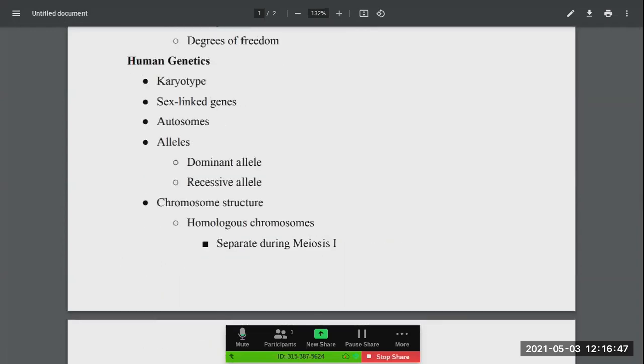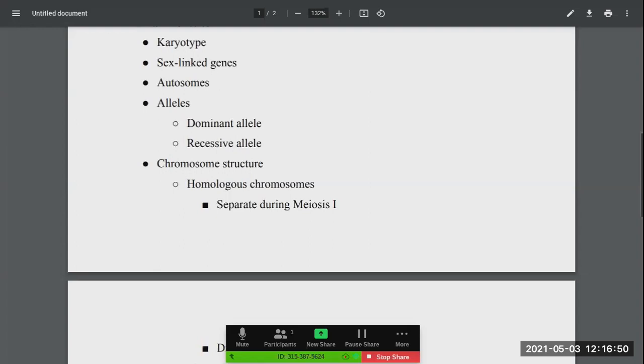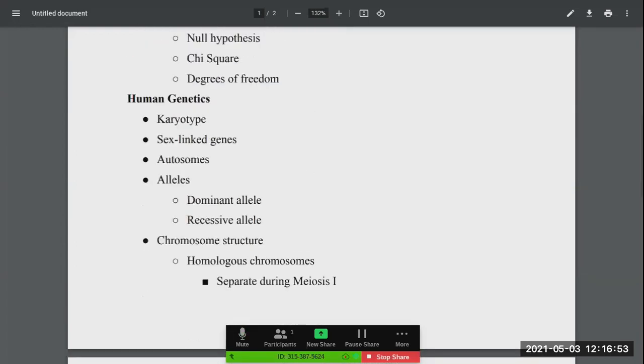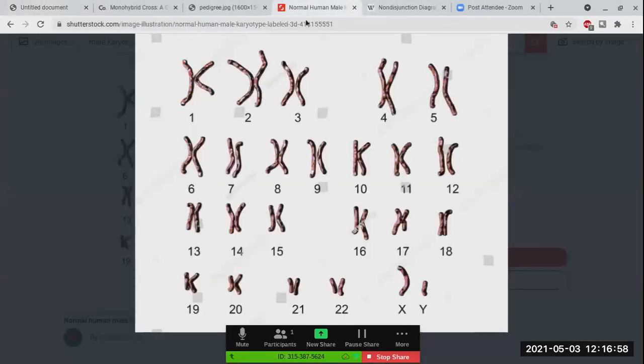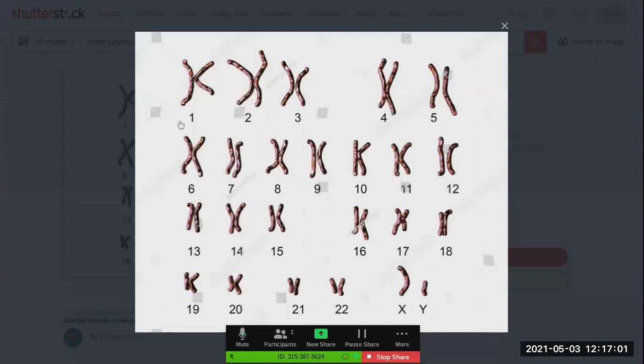For human genetics, there are certain concepts I want you to understand. The first one is karyotype. This is what a karyotype is. It shows you all the chromosomes we have as a human being. Chromosome 1, 2, 3, 4, 5 is showing you the size, and they are always in pairs, one from the father and one from the mother. And this one is especially a male karyotype. How do I know that? It says X and Y at the end. Only males have X and Y chromosomes.